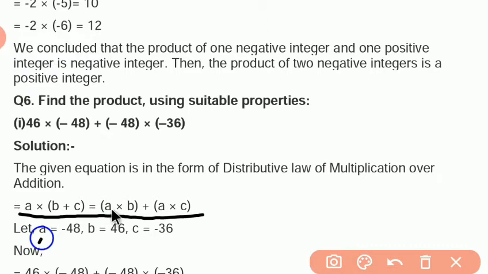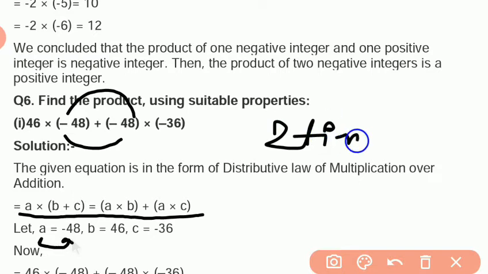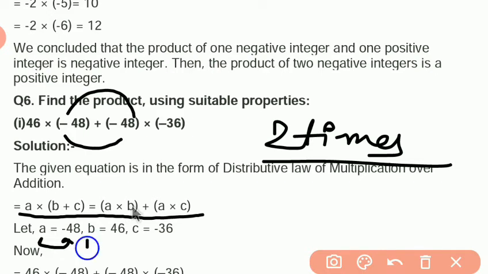So we can see that here the a value is repeating 2 times. It means we have to look for a number in the question which is repeating 2 times. So 46 into minus 48 plus minus 48 into minus 36. Here you can see that minus 48 is repeating 2 times. It means it is the value of a. Then b means the number it is first multiplied with. We have to compare this a into b plus a into c with the given equation. Then we can easily find the values of a, b and c. So b is 46 and here c is minus 36.